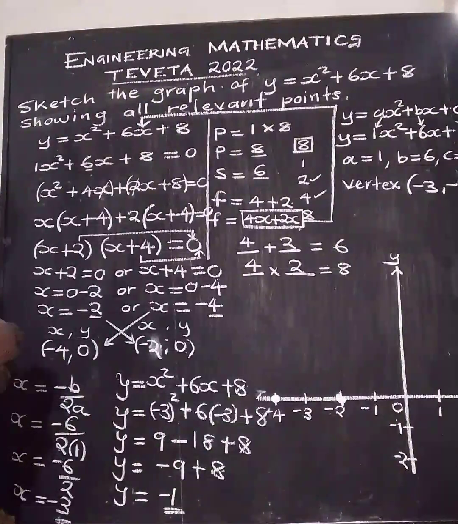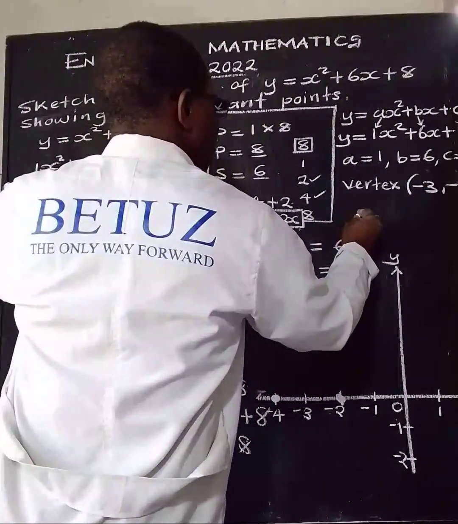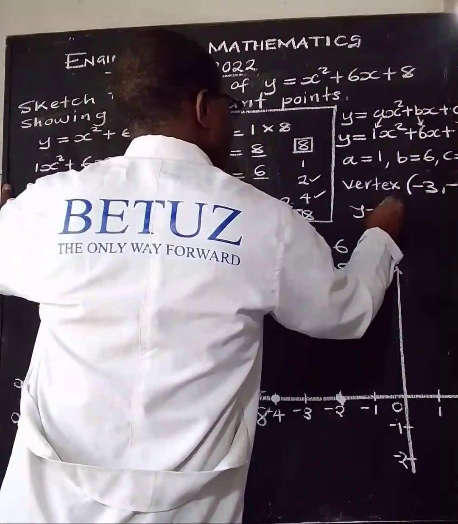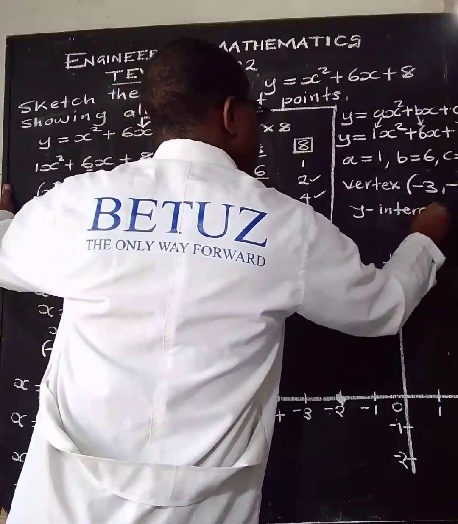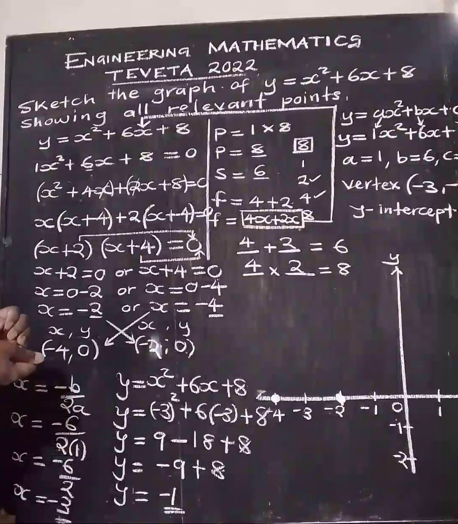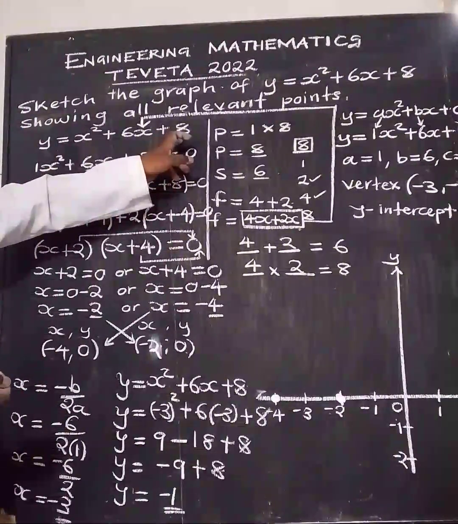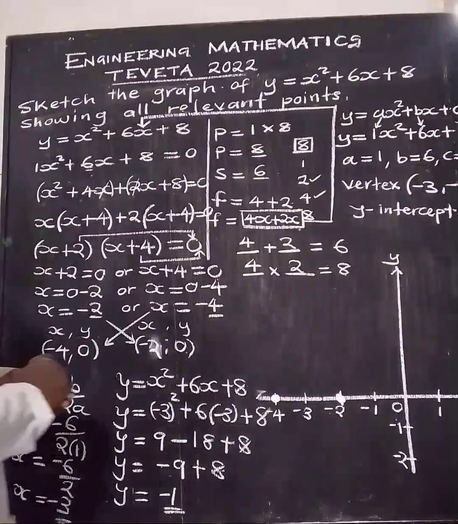Then remember, we can also find the y-intercept, meaning where the graph is cutting the y-axis. So finding the y-intercept, you can use the same equation. In this case, we can even get it as 8. This one is 8 because this is our c. So this is our y-intercept. How do you get this one?